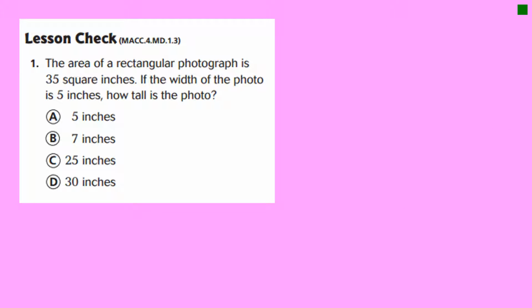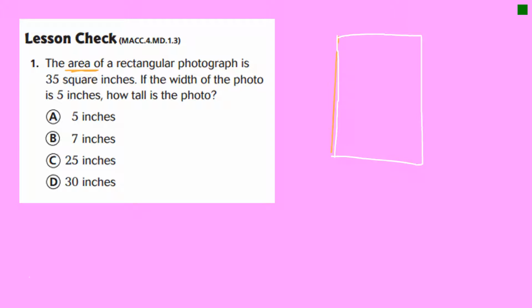All right, here we are on the back, the lesson check. The area of a rectangular photograph is 35 square inches. If the width of the photo is 5 inches, how tall is the photo? All right, so a photograph. They're giving us the area of a rectangular photograph.